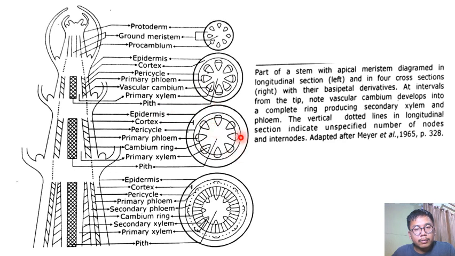Here this one will be a bit more mature. They'll produce other cells: epidermis, cortex, pericycle, primary phloem, cambium ring, primary xylem, and pith. This one has become more mature. The girth, that means the thickness, will keep on increasing because of the activities of all these cells, mostly secondary growth. Outer layer epidermis, cortex, pericycle, primary phloem, secondary phloem, cambium, secondary xylem, primary xylem, and pith. It was adapted after Meyer in the year 1965.